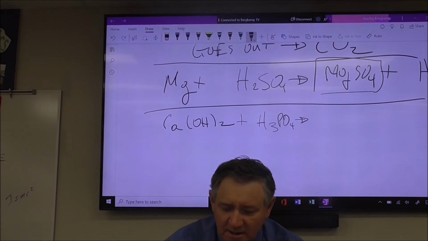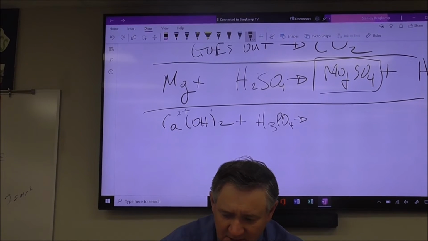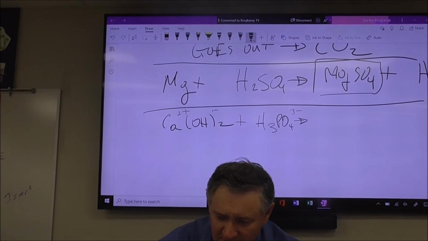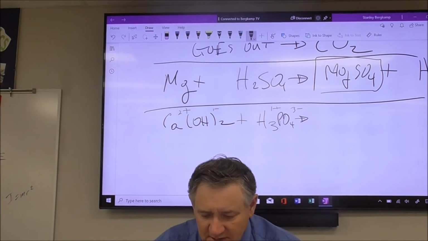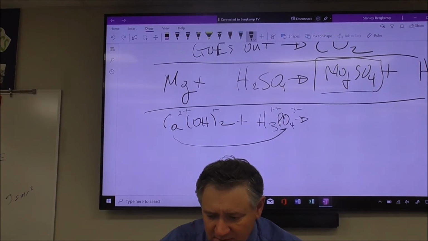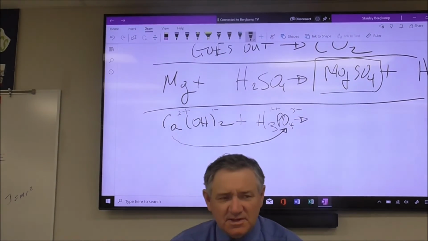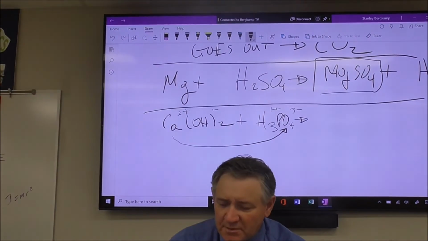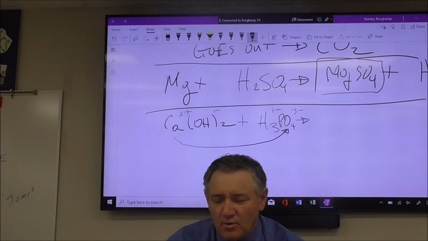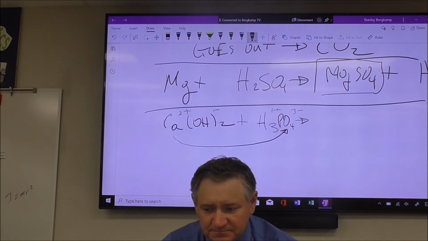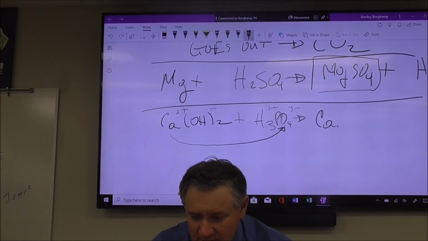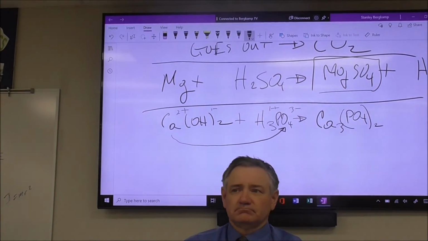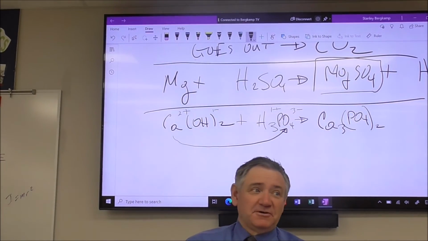Double displacement. So the calcium is 2 plus, the hydroxide is 1 minus, the phosphate is 3 minus, the hydrogen is 1 plus. So these are going to switch partners, right? So the calcium is going to come over here and it's going to react with the phosphate. So the first thing that you have to be able to do is write the formula for calcium phosphate. What's going to be the formula for calcium phosphate? Ca3(PO4)2. Go with that, everybody, because if you can't do that, we are dead in the water.